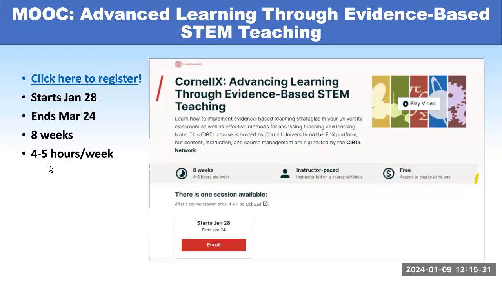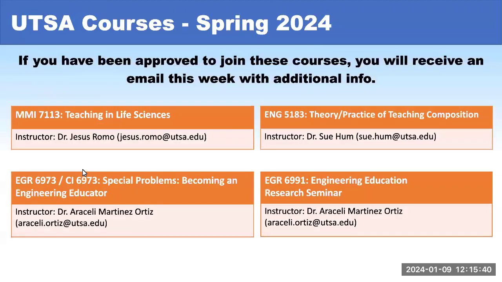Again, this one's 4 to 5 hours per week. It just depends on how quickly you go through the videos. I would recommend speeding some of them up to 1.25, but these MOOCs are pretty good and really in depth. So that's an opportunity. Any questions about those CIRTL network courses before we talk about the UTSA courses?